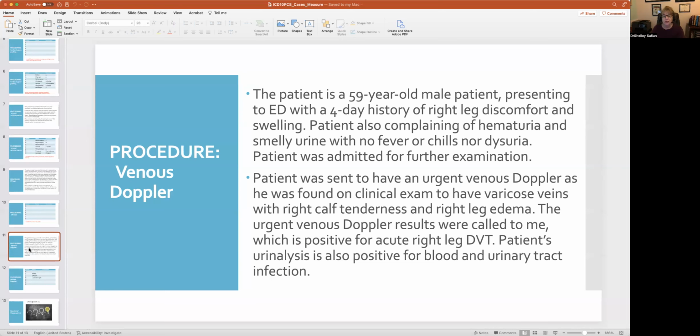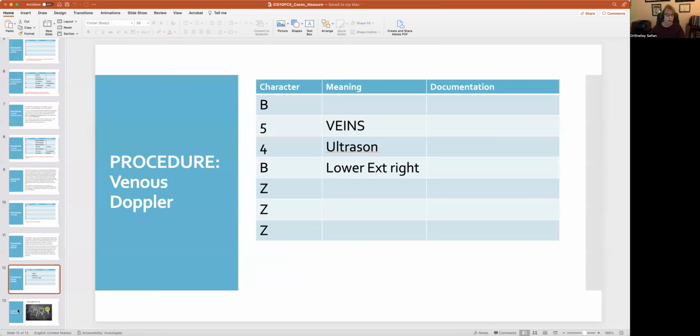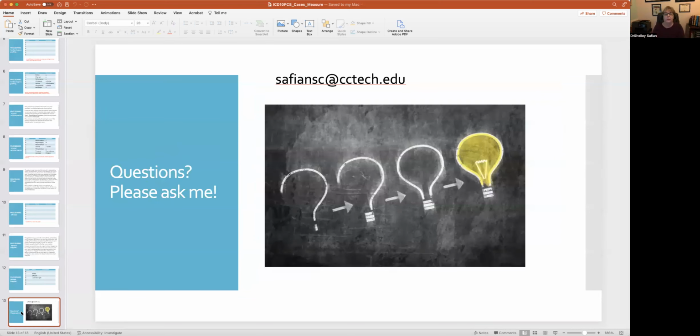Patient's urinalysis is also positive for blood and urinary tract infection. Oh, he's got a UTI. We hate that. Okay, but in this particular case, because this is ICD-10 PCS class, you are only going to code for the venous Doppler on the right leg. Okay. All right. You know what to do.